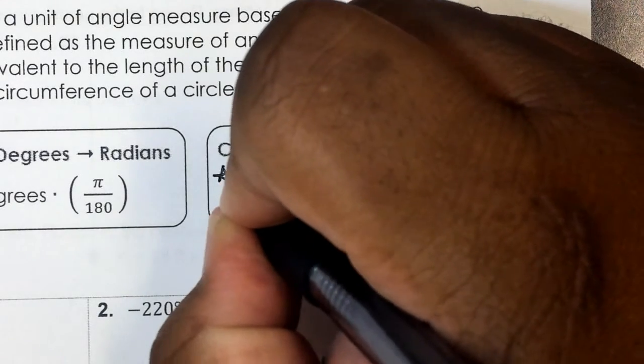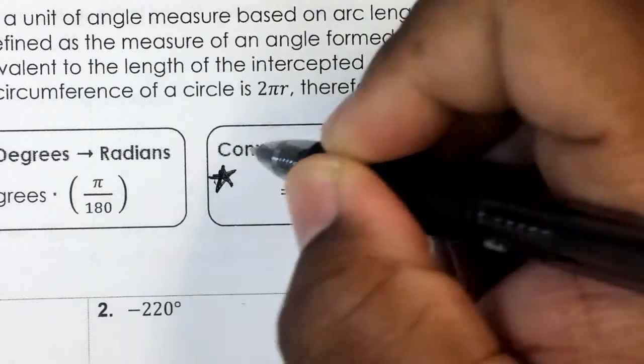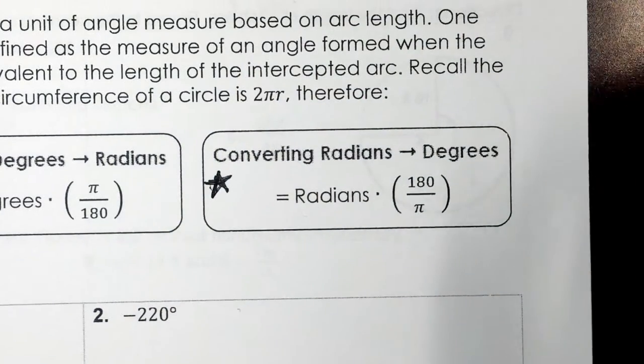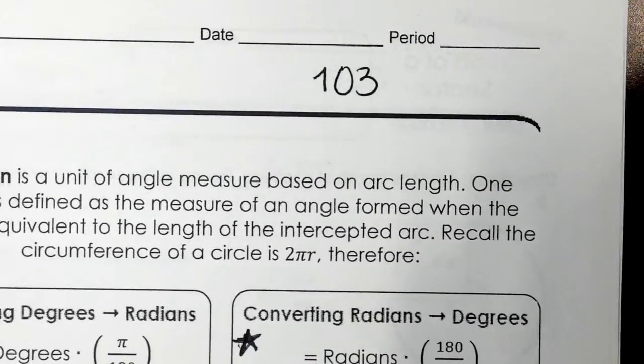We want to show you how to do both, because the issue is, they're going to ask you to find arc length and area of a sector, stuff you've already done before. But the angle that they give you, that central angle, is going to be in radians. It's not going to be in degrees.